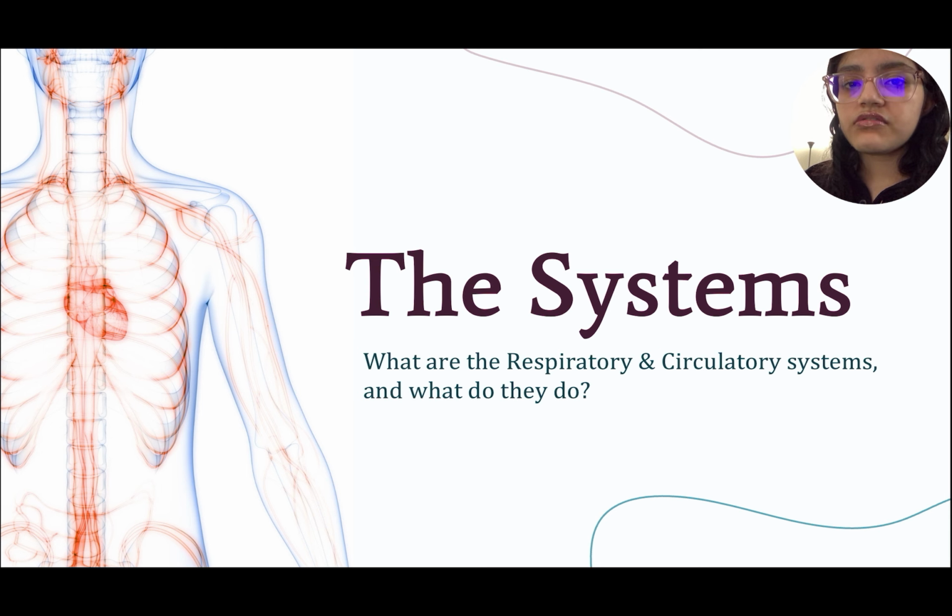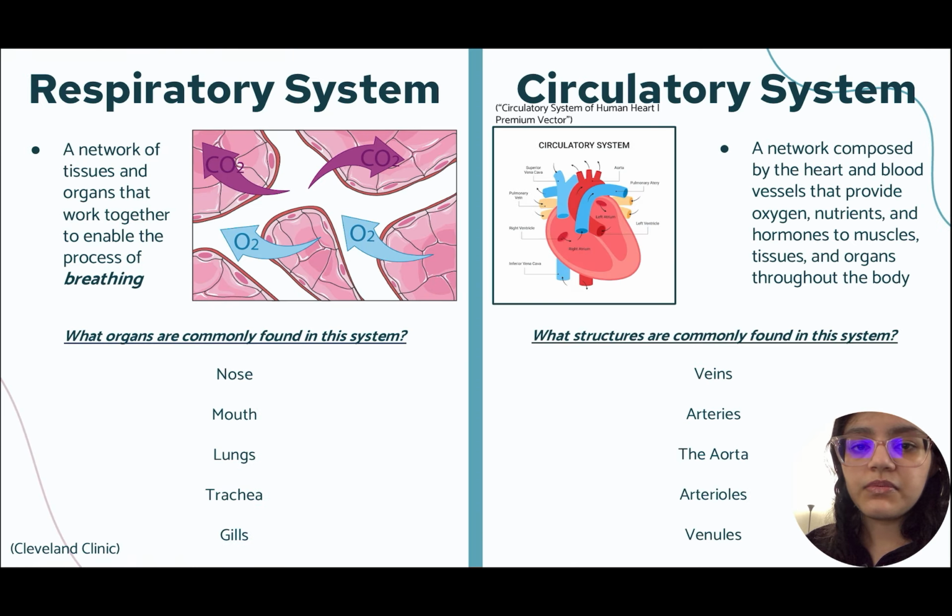So, what are the respiratory and circulatory systems, and what do they do? To begin, the respiratory system is a network of tissues and organs that work together to enable the process of breathing, which is when you inhale oxygen and exhale carbon dioxide. And organs that are commonly found in the system are your nose, your mouth, your lungs, your trachea, and your gills.